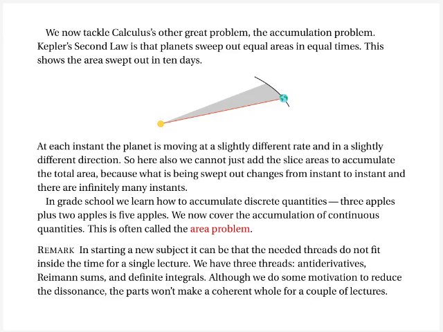I have a comment here before we get too far into it. When you start a new topic like integration, it can be that the threads that you need to make a first sense of the topic don't fit inside the time needed for a single lecture. So we have 3 different threads: antiderivatives, Riemann sums, and definite integrals. You don't know what those words mean yet, but fine. I have to put together 3 threads, and although I'm going to do some motivation to reduce the dissonance, the parts won't make a coherent whole for a couple of lectures.